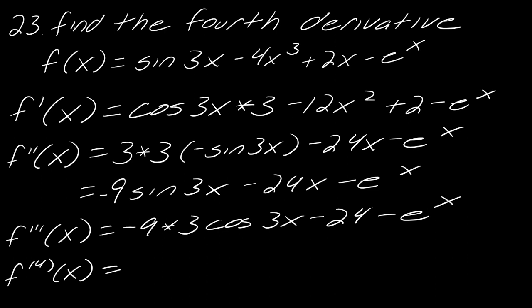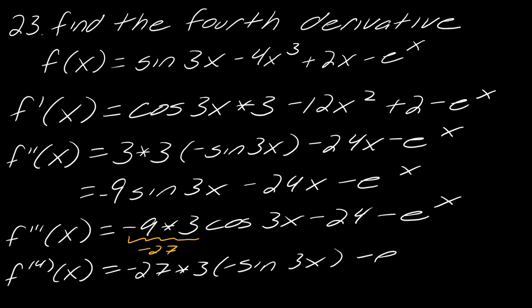So let's see, this right here came out to what, negative 27? So now I'm going to have negative 27 times 3 times negative sine of 3x minus e to the x. And so if I just clean all that up, this now becomes positive 81 sine of 3x minus e to the x.